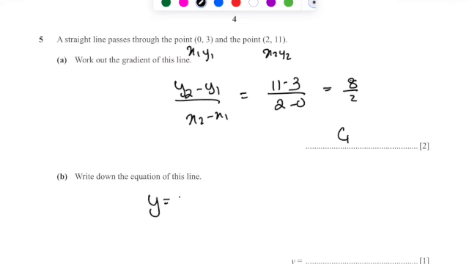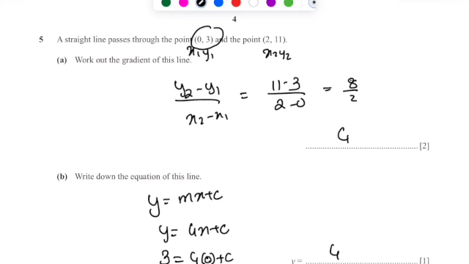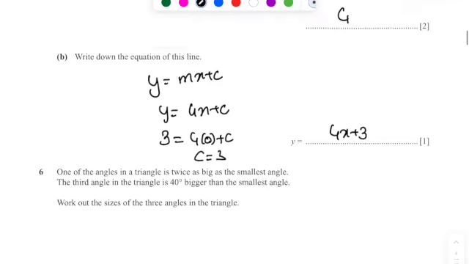Find the equation of the line. y equals mx plus c. y equals 4x plus c. But passing through 0, 3. 3 equals 4 times 0 plus c. So c equals 3. So y equals 4x plus 3.